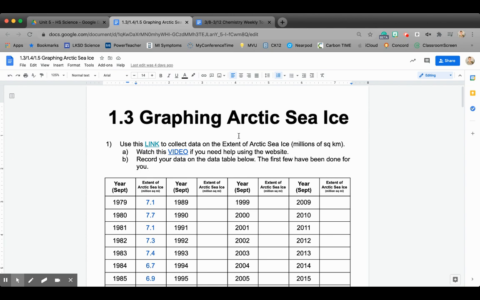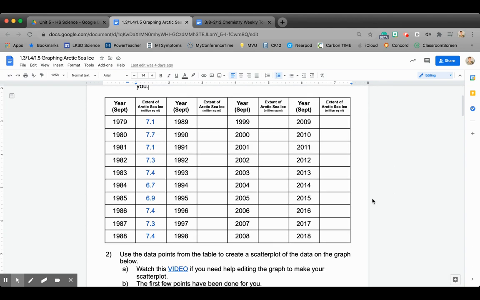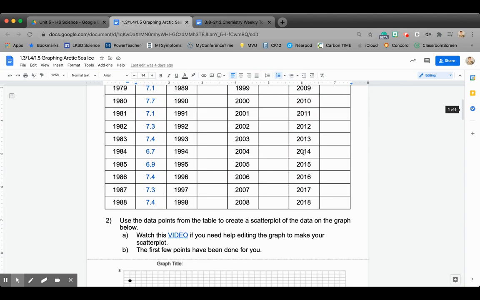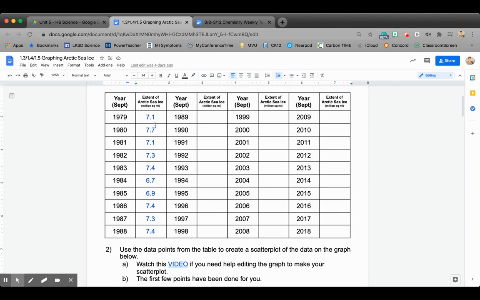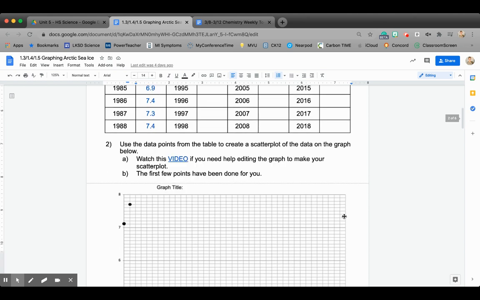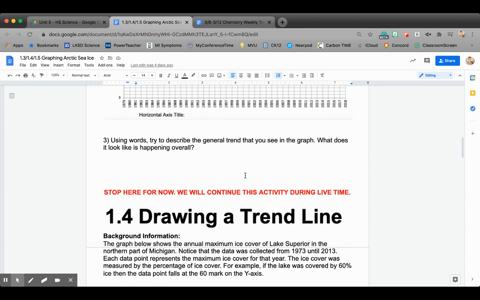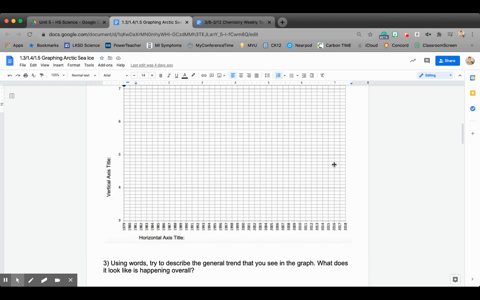So the first chunk was 1.3, Graphing Arctic Sea Ice. I'm going to be looking to make sure you actually completed this data table, and I'm also going to be double checking that you actually graphed that data. I'm not going to look super into the accuracy of the data points, because I know we had some problems with that first set of data there in that first column. But I am looking for you to have attempted this graph. I will also be double checking that you have question number 3 answered, that asks you about the general trend that you think you might see in this graph.